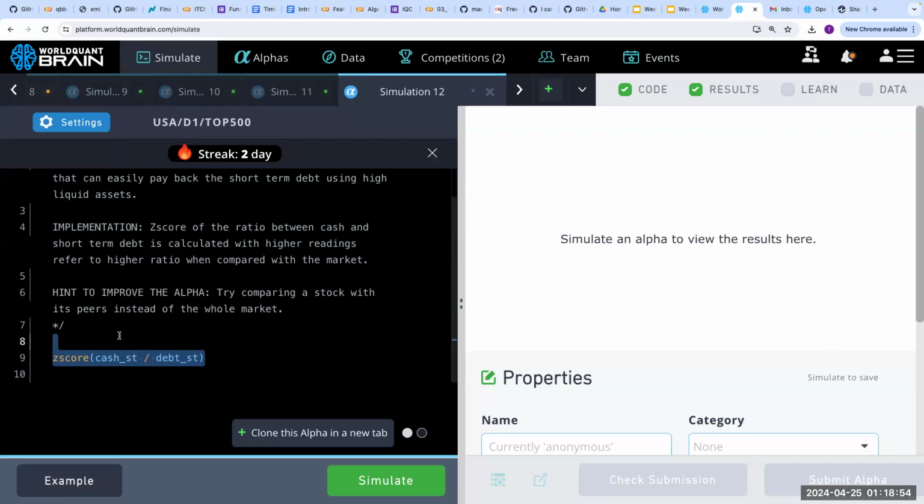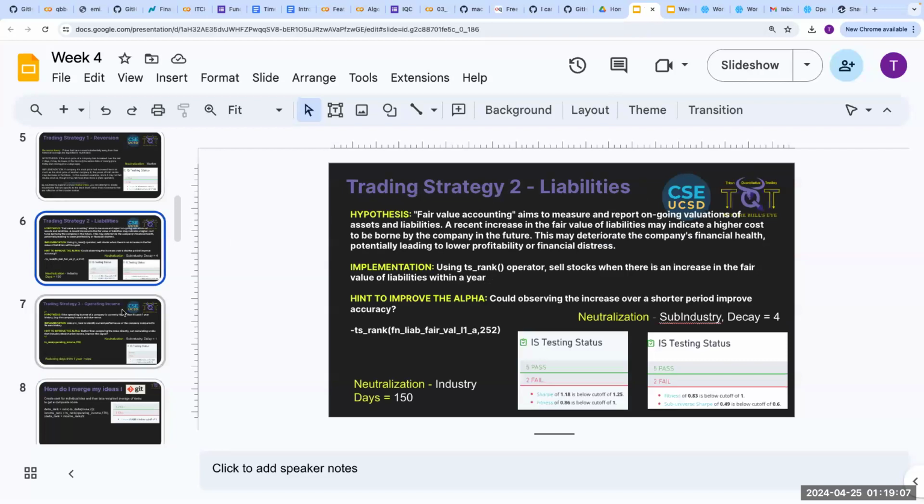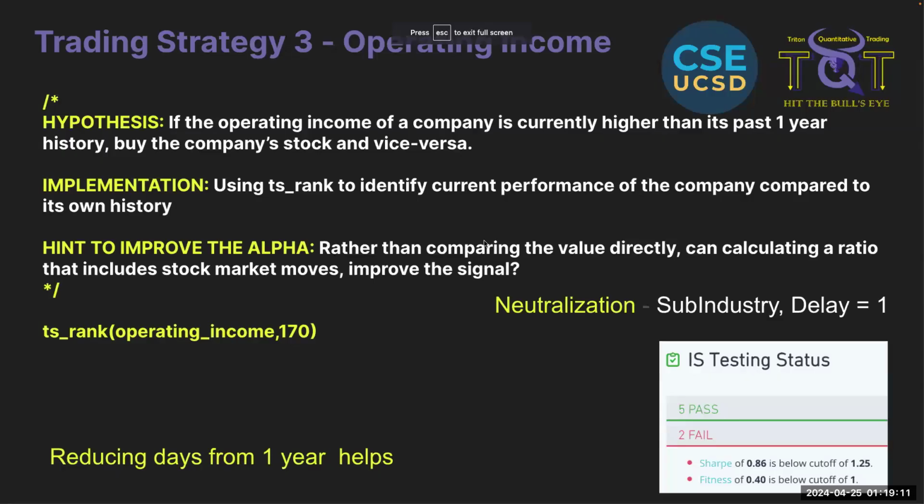So this is a starting point if you are facing challenges in thinking about strategy itself. So here the hint that was given to us was how can we compare the value directly by calculating a ratio, that can improve the signal. So there you can use ratios like operating income to assets, operating income to liabilities, to the debt. All those kinds of ratios would reflect what the operating income is relative to other companies' variables. So you can do that just by dividing here by some parameter that you think of, and that will probably improve your alpha.